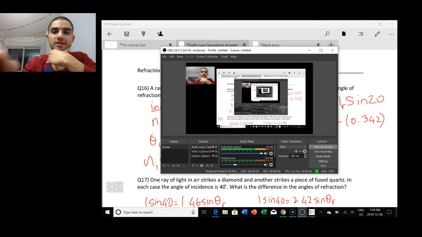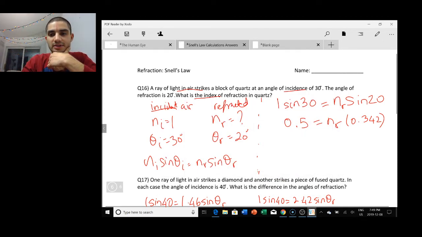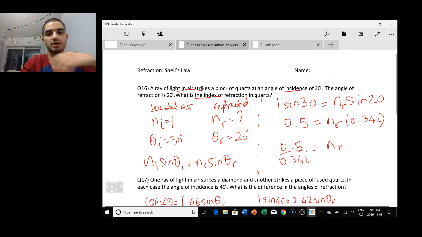Okay, either way, if you don't understand me, just watch me do the calculations, that's the important bit. I'm going to bring the 0.342 down here, so just isolating for Nr, and that's 0.5 divided by 0.342, which gives me 1.46. So that is Nr, it's worse. GG.